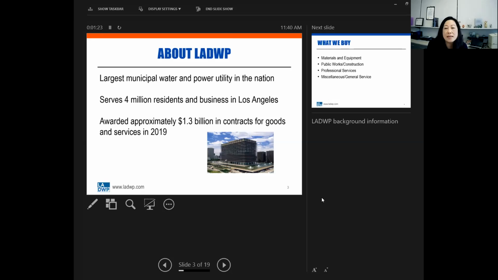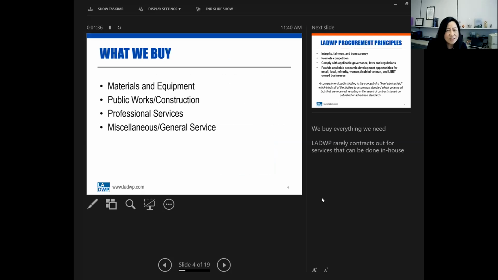And so there's a lot of money to be awarded and we really want that to be shared with the small businesses. Even though it seems like a big dollar amount, I think there are opportunities for smaller firms to have a chance at that. So some of the things that we buy, things to support our operations and our capital projects.